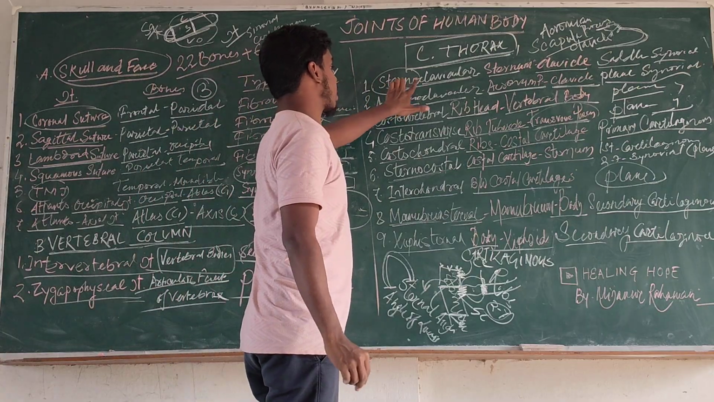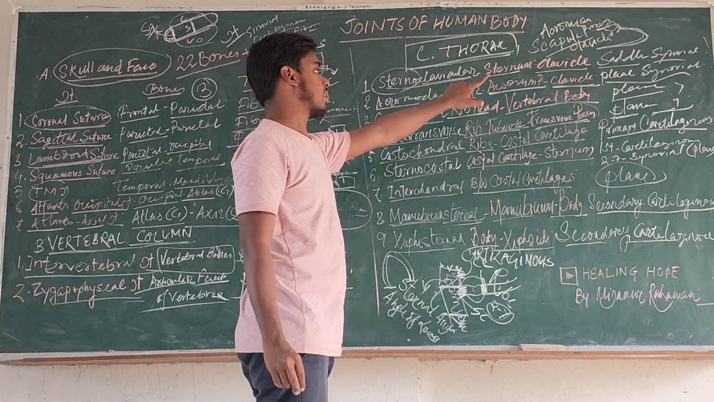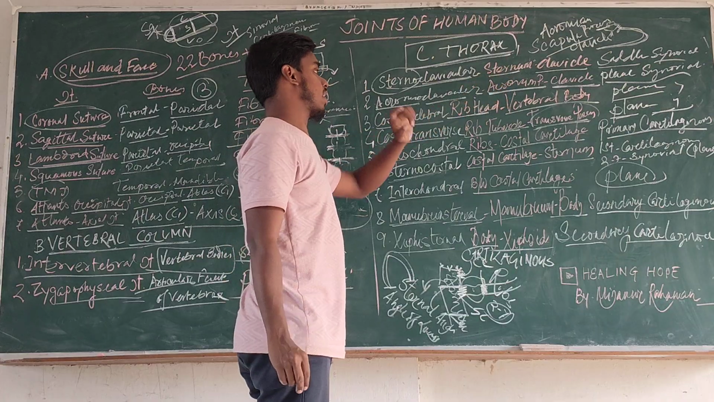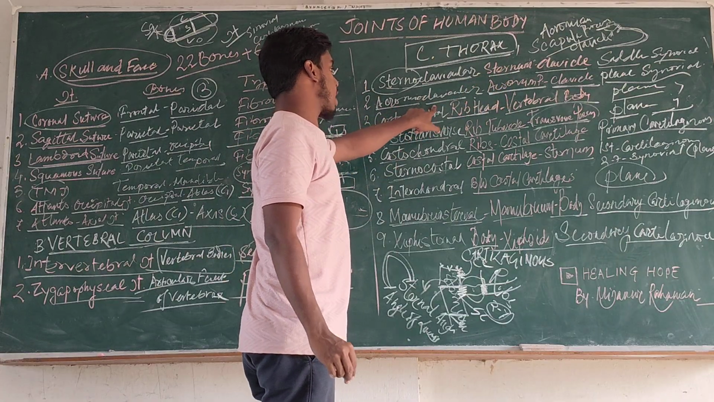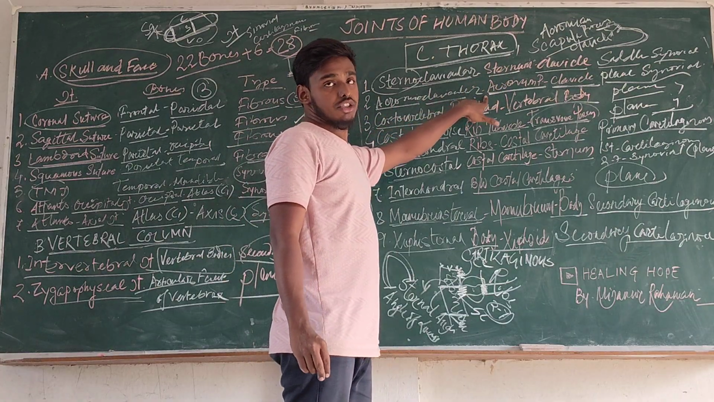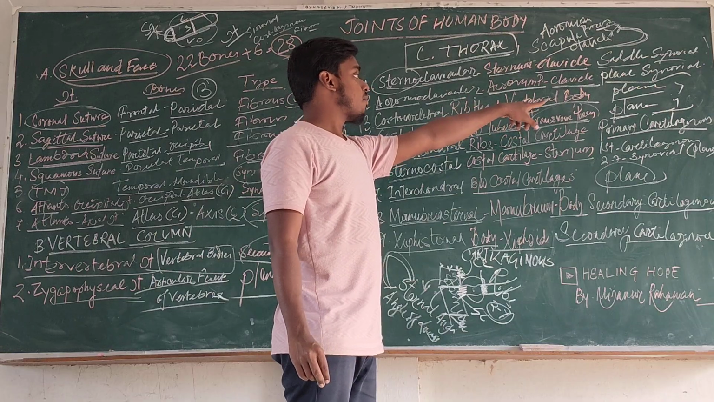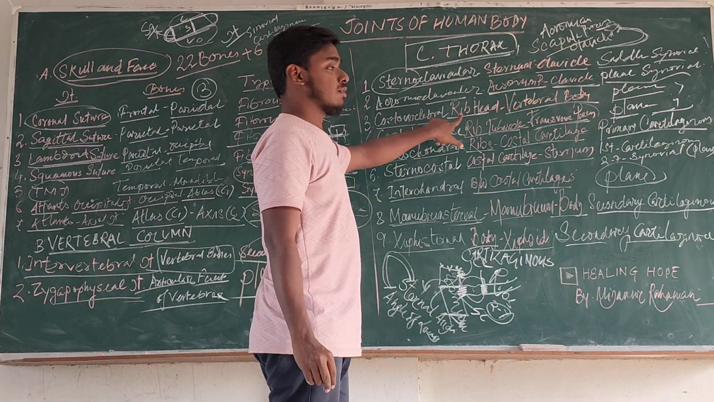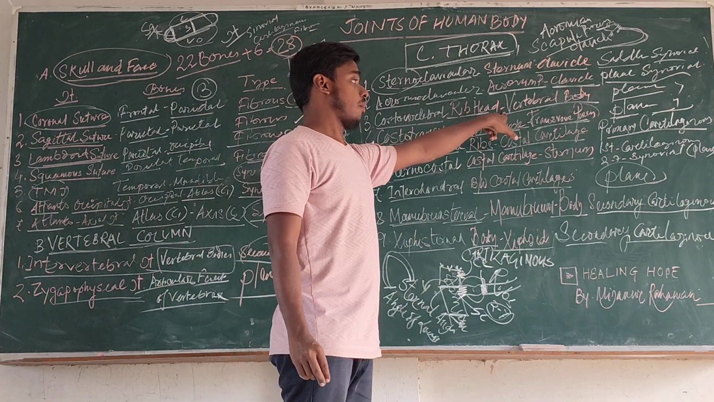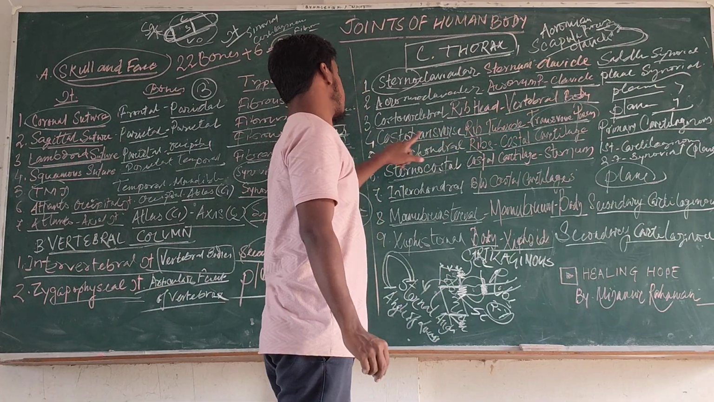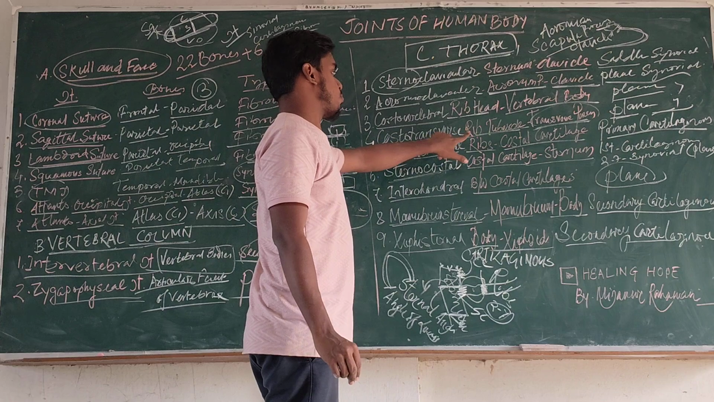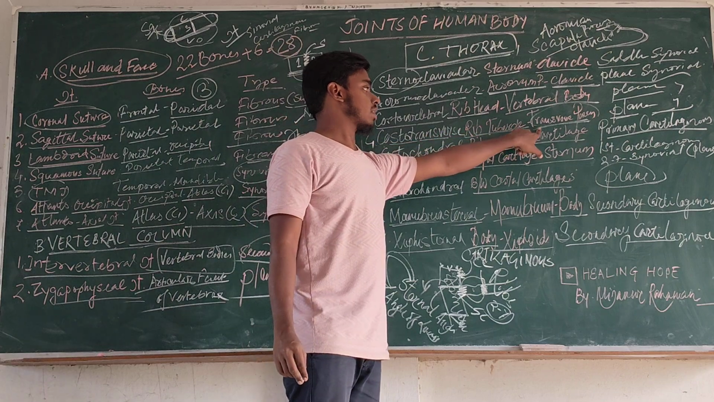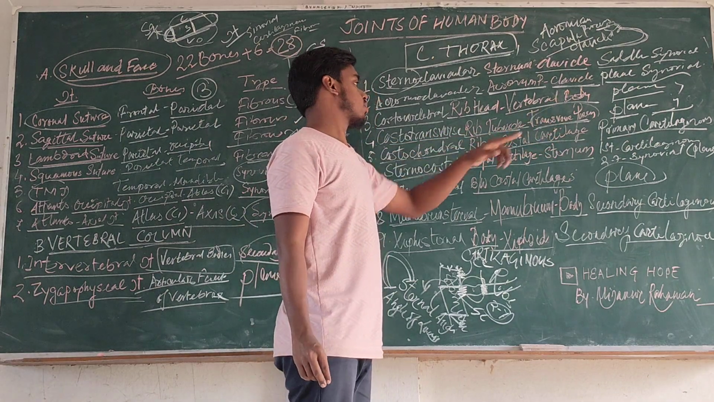First one, the sternoclavicular joint, formed by the sternum and the clavicle, a saddle type of synovial joint. Acromioclavicular joint, formed by the acromion process of the scapula and the clavicle. This is a plain synovial joint. Then the costovertebral joint. This is formed by the rib head and the vertebral body. This is a plain synovial joint. Costotransverse joint, formed by the rib tubercle and the transverse process. This is also a plain synovial joint.